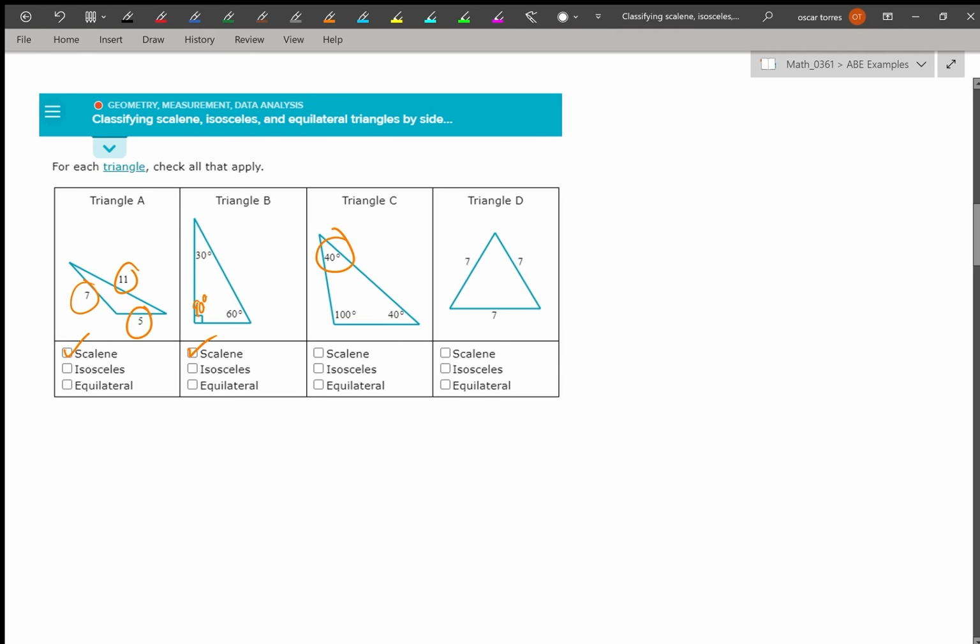Triangle C has two angles that are exactly the same. We call that an isosceles triangle. And triangle D, if we look at all of these, three sides are the same. So we do consider that to be equilateral, but because a pair of them, at least two of those sides are the same, we also call this an isosceles triangle.